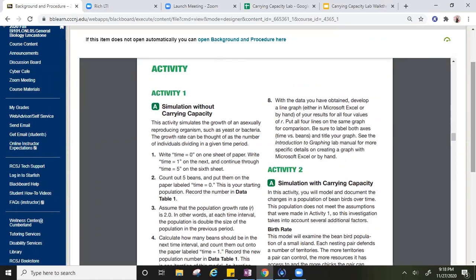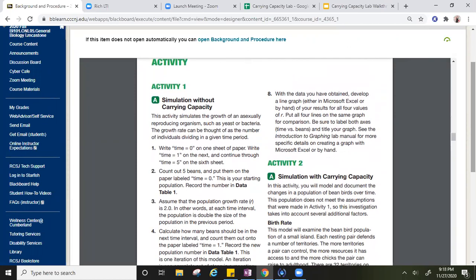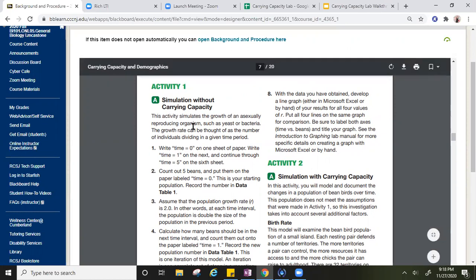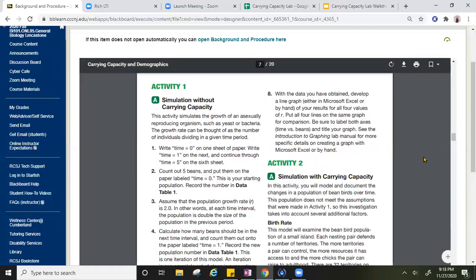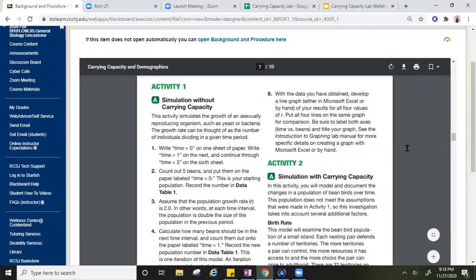I did include some activity 1 in the walkthrough just so that you could kind of see what's going on here. But activity 1 is not difficult. I personally thought activity 2 was a lot more challenging. So I'm going to go ahead and read a little bit of activity 1 for you and show you what I have as far as some visuals.